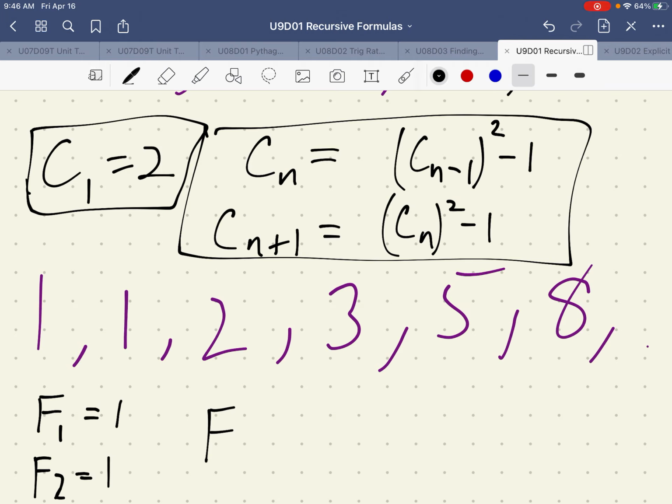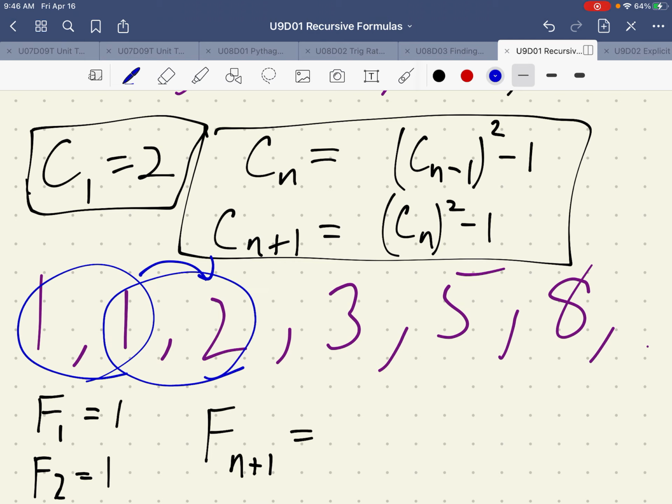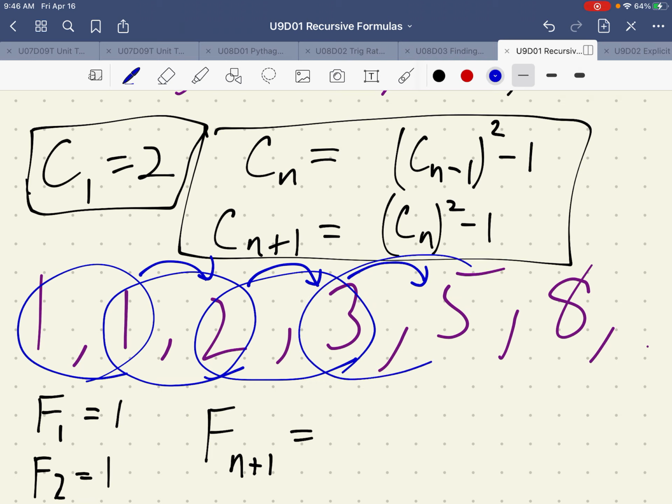The rule for this sequence is in order to find the next term, I need to look at the previous 2 terms in some way. So 1 and 1 somehow make 2. 1 and 2 somehow make 3. 2 and 3 somehow make 5. 3 and 5 somehow make 8.